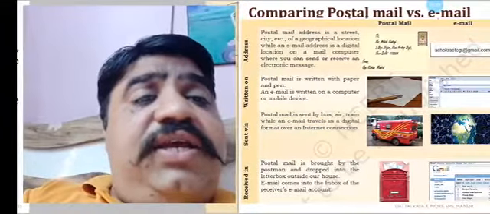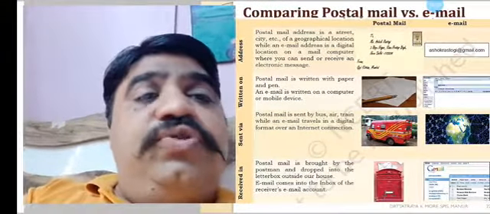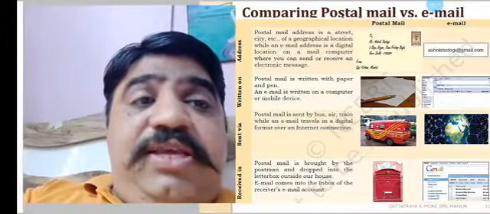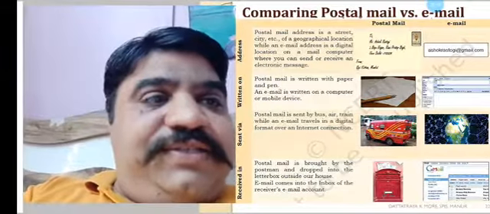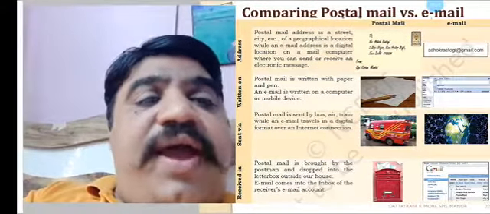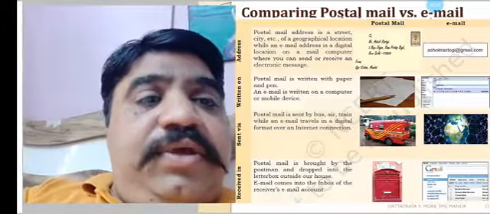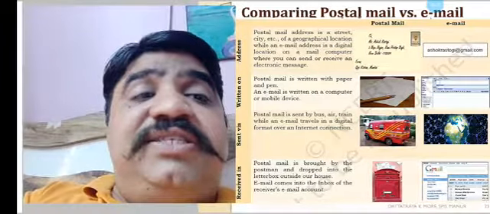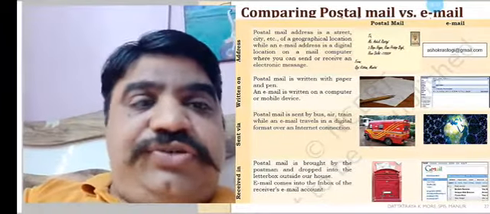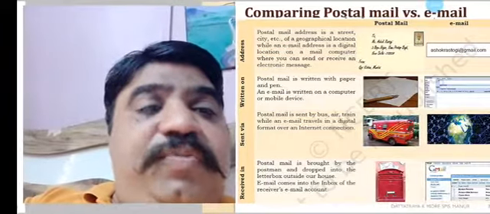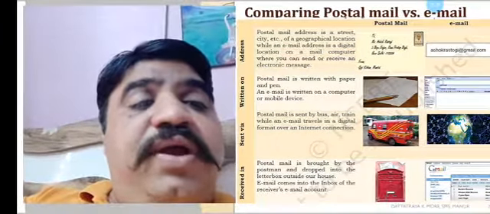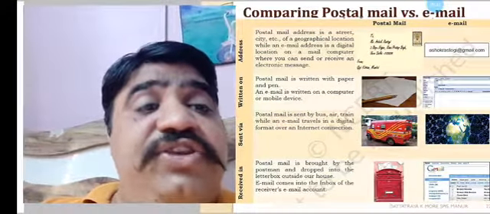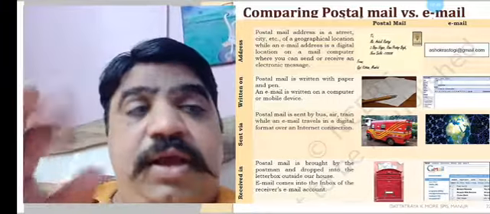Second is how it is written. Postal mail is written with paper and pen. An email is written on a computer or mobile device. Then the medium of sending: postal mail is sent by bus, air, or train, while email travels in a digital format over the internet connection. Last is how it is received. Postal mail is brought by the postman and dropped into the letterbox outside our house. Email comes into the inbox of the receiver's email account.